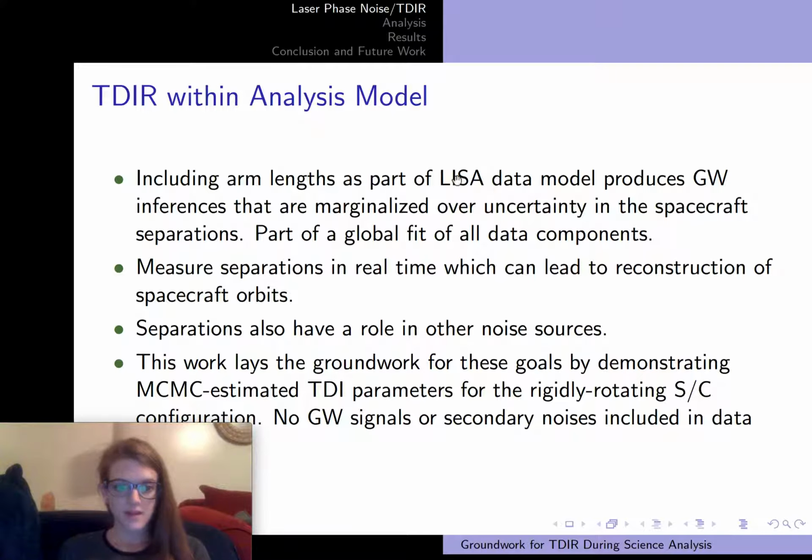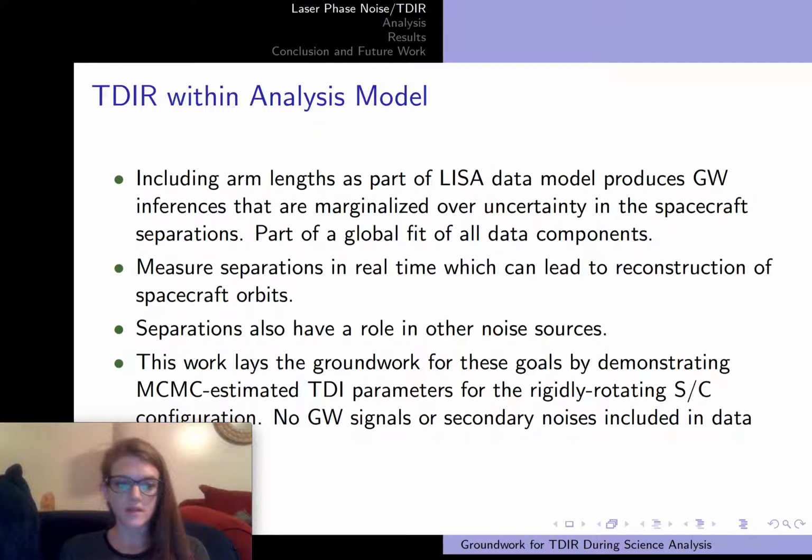So this work is an extension of TDIR in that we are going to be estimating the delay times needed for the TDI equations, and the eventual goal of this is to include this estimation as part of the overall LISA data model, so that when you are measuring gravitational waves, you can produce gravitational wave inferences that are marginalized over the uncertainty that you get in the spacecraft separations. So this is what this work is doing.